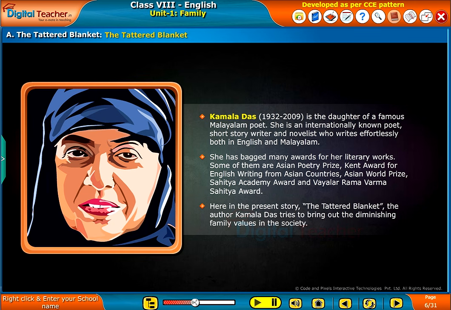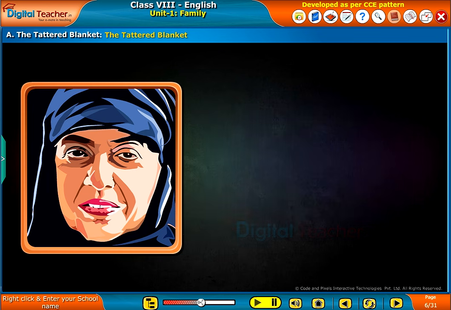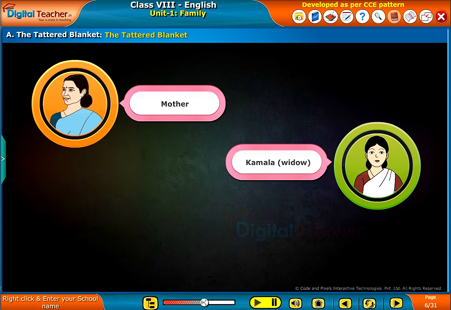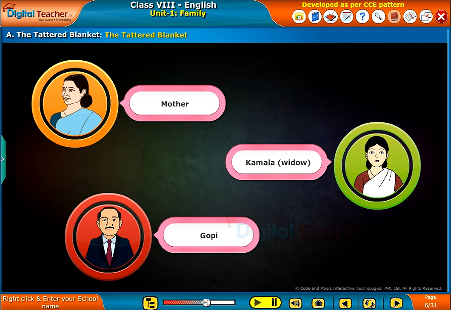Here in the present story, The Tattered Blanket, the author Kamala Das tries to bring out the diminishing family values in the society. Characters in the story are an old woman, Kamala, a widow and daughter of the old woman, Gopi, son of the old woman.